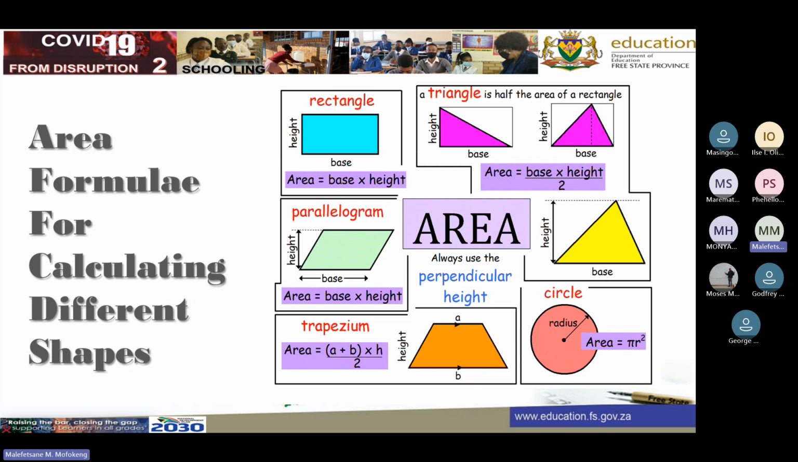You can see in the figure there, A and B are parallel. Therefore, you have to add the 2 sides and multiply by the height, and all divided by 2. For the circle, the area is pi r squared. These are the formulas that we are going to use to calculate the areas of the different shapes.